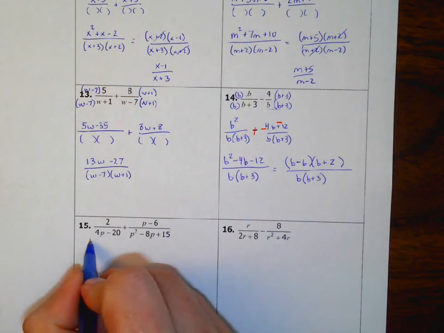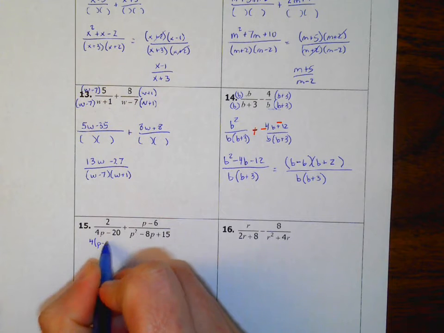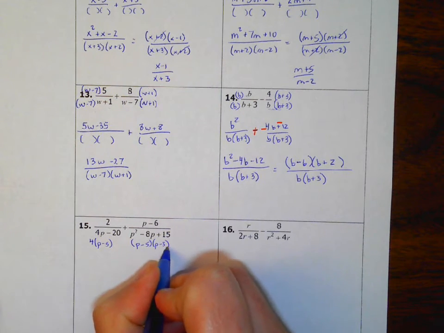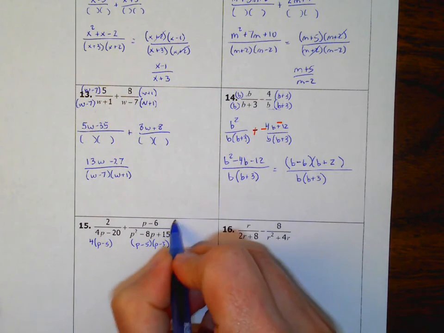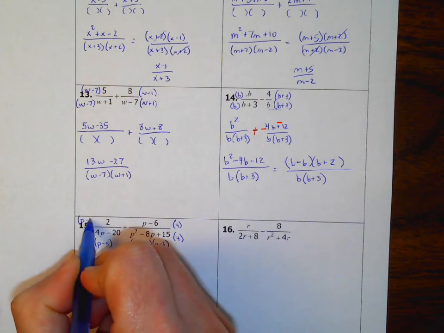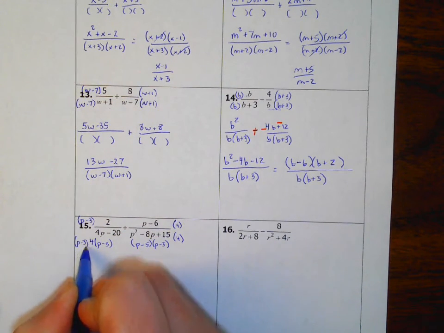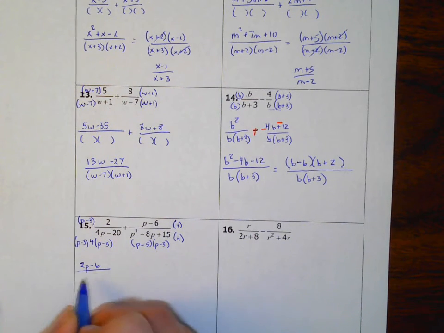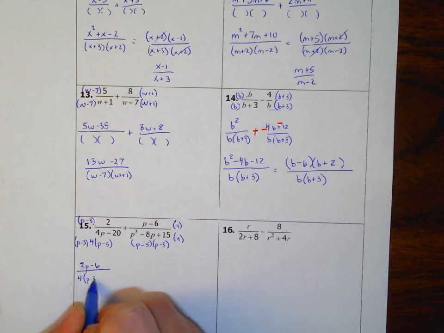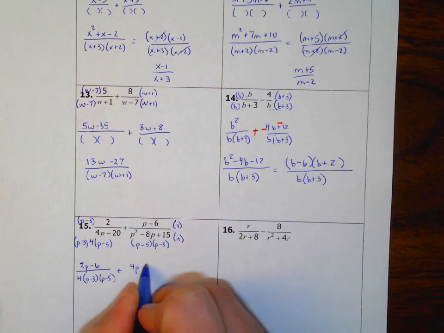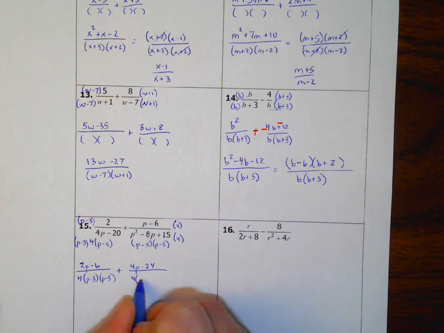Last two for us today. Okay, factor this 4 out, you get p minus 5. Factor this, you get p minus 5 and p minus 3. Okay, now to get them both the same, this side needs a 4, and this side needs a p minus 3. Now they are alike. So this one will be 2p minus 6 over 4 times p minus 3 and p minus 5. This will be 4p minus 24 over 4 times p minus 3 and p minus 5.